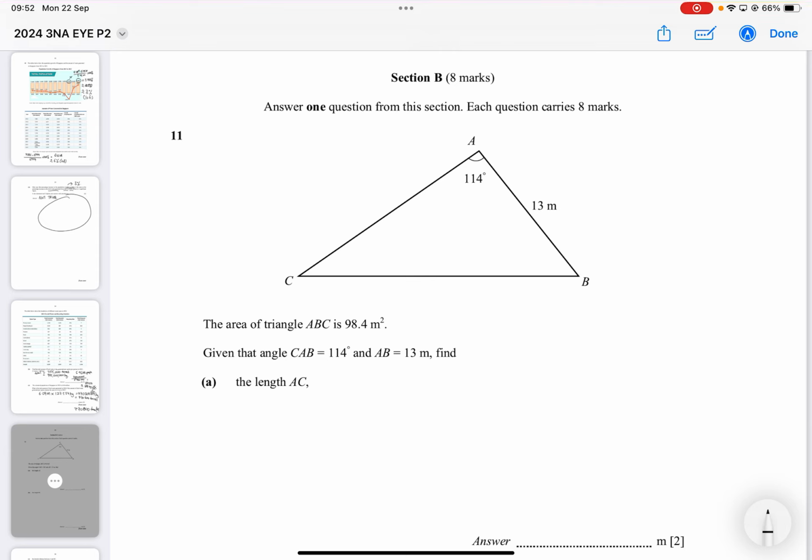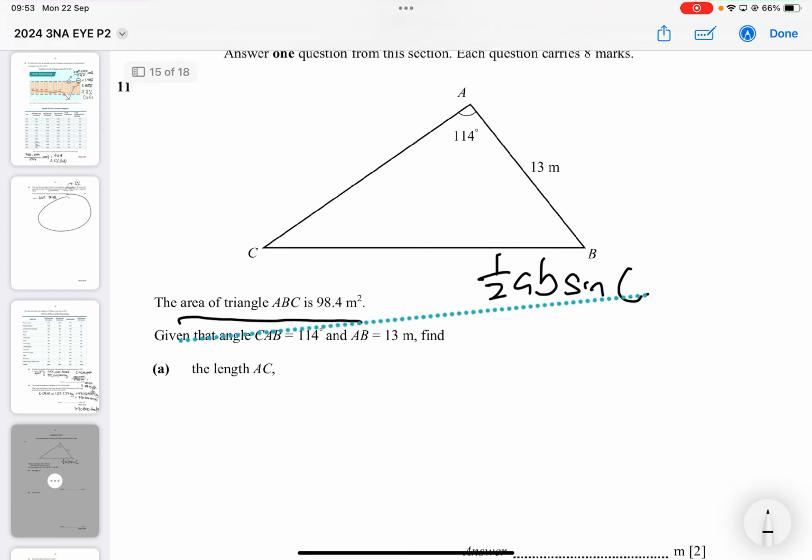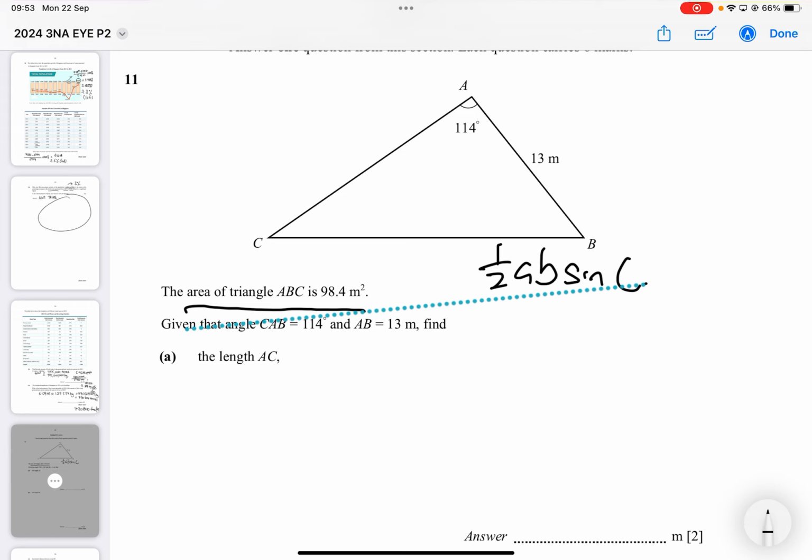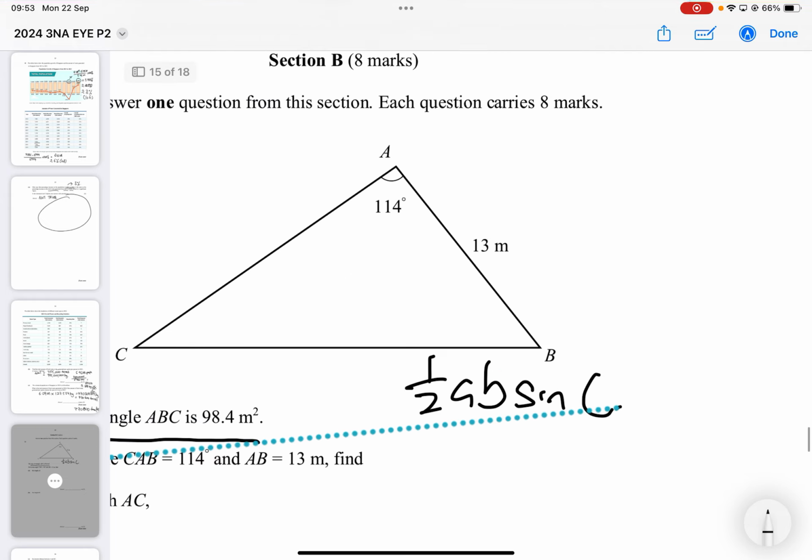Then, when I read the question, the area of triangle. So when I see area of triangle, and there is no right angle, so what comes to my mind will be half AB sine C. Most likely, they will be asking me to use something along this line, half AB sine C. Given that angle CAB is 114, AB is 13, find the length of AC. So just nice, half AB sine C.